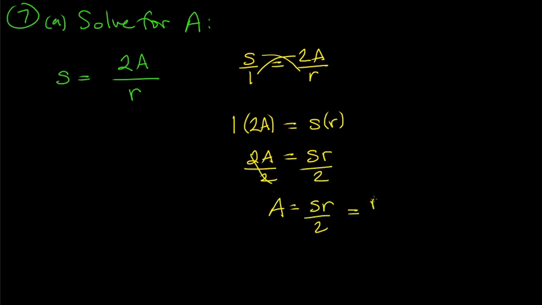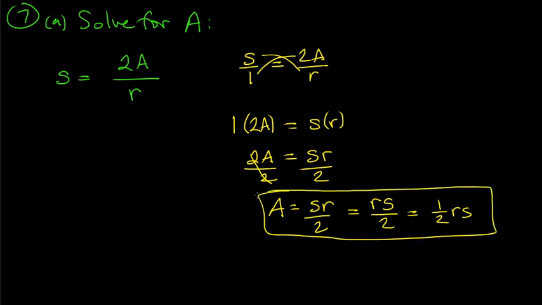You could, of course, write this as r times s over 2. You can write it as 1/2 times r times s. There's a lot of ways of writing it. I am not picky about that. So yeah, any one of these is fine, right? Or 1/2 SR, same thing.